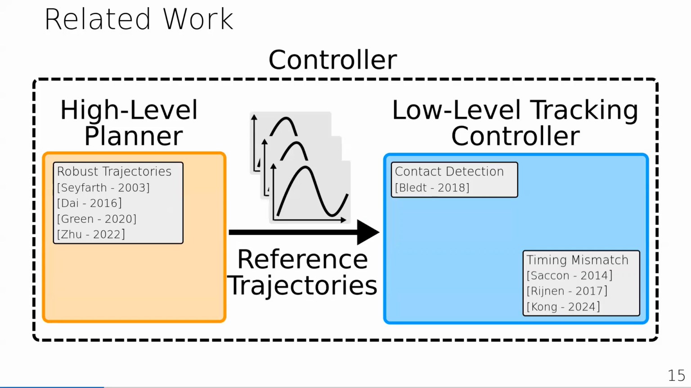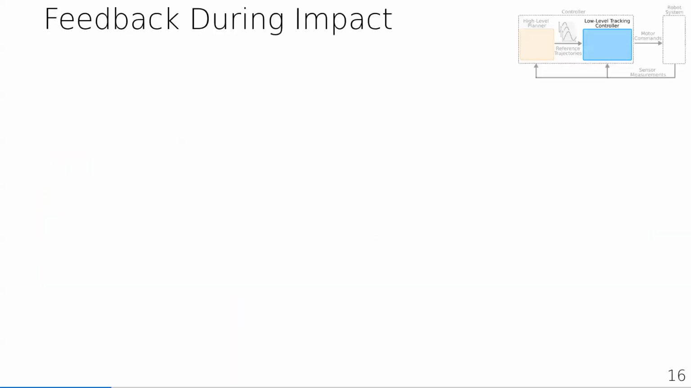Putting the related work in context of the control hierarchy, the robust trajectories take the role of high-level planners. And the fast contact detection methods, as well as handling mismatches in impact timing, are part of the low-level tracking controllers. Although there's still interesting work to be done on applying these robust trajectory methods to more complex systems, I think the methods for establishing robust low-level controllers are still incomplete, as evidenced by the controller spikes. To understand why it's not enough, I'm going to refer to this illustration of trying to track a reference trajectory during impacts.